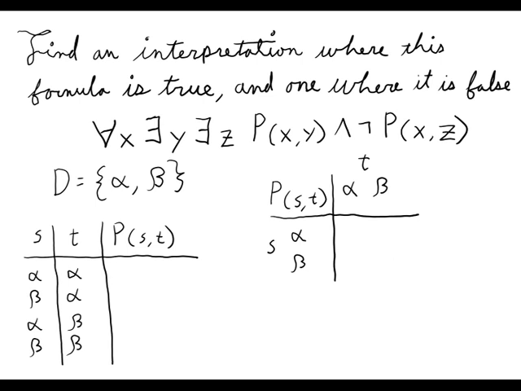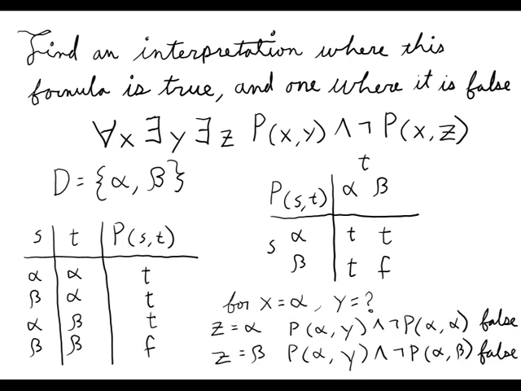Now let's make an interpretation where this formula is false. One way we could do this is by choosing truth values for P so that some row of the table doesn't have false appear anywhere. In this interpretation, P(alpha, alpha) is true and P(alpha, beta) is also true. If we set the variable x to alpha, then there's no value we can set z to that makes P(x, z) false. So that makes the entire formula false.